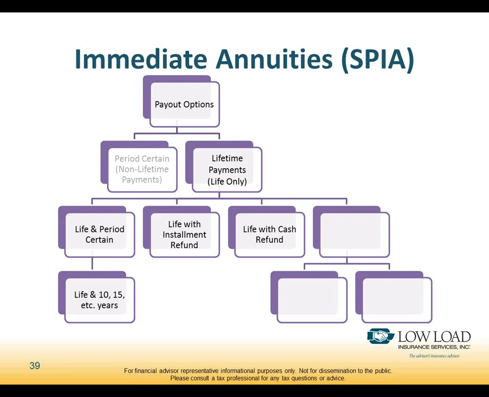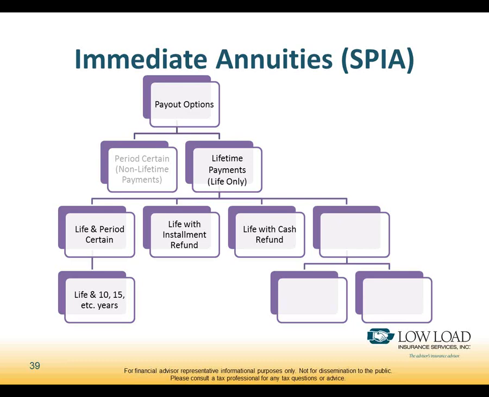My favorite two options are the life with installment refund and life with cash refund option. These options guarantee that the annuity is going to pay out at a minimum the premium that was paid in. This is great. A lot of clients say, well, why would I want to buy an immediate annuity? If I die tomorrow, I lose the money. Well, when you're looking at these type of payout options, you're not going to lose that. The annuity is going to guarantee it's going to pay it out.